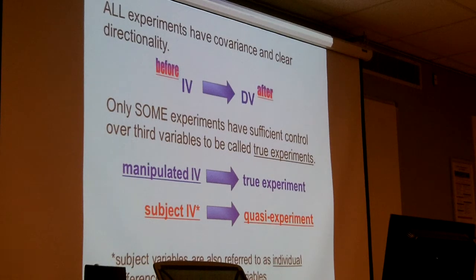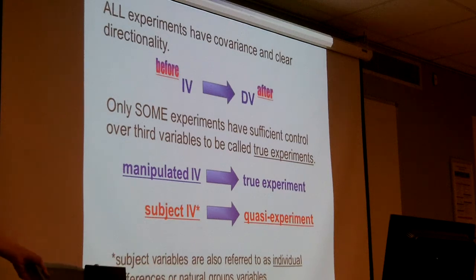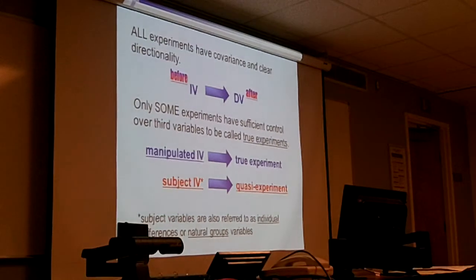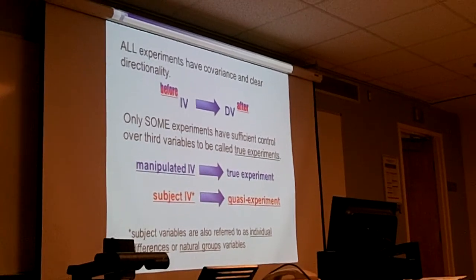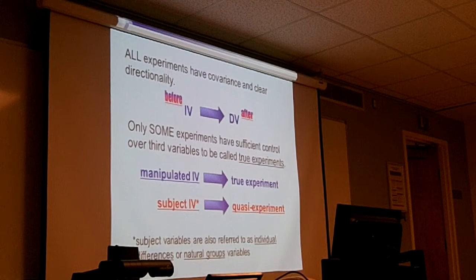A true experiment is one that has a manipulated IV, one for which it's possible for the researchers to randomly assign the subjects to conditions. And only that is a true experiment. Those are the only kind of experimental designs that allow us to establish a causal relationship. If instead of a manipulated IV, I have a subject IV, a variable that reflects naturally existing groups, then I don't have a true experiment, I have a quasi-experiment. And I can no longer make a true causal claim.